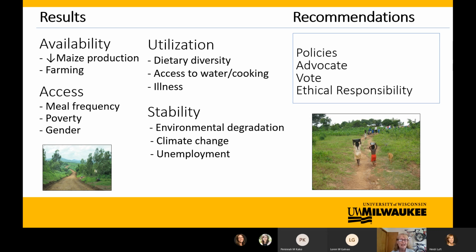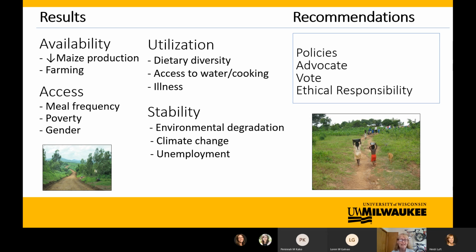And climate change exacerbates food insecurity, and Malawi has been experiencing alternating periods of drought and flooding. Unemployment is also a problem. Women in our study were too ill to farm and too ill to work. We need policies to ensure increased food security for women in our study and their caretakers and families. And we all have an ethical responsibility to address this issue.